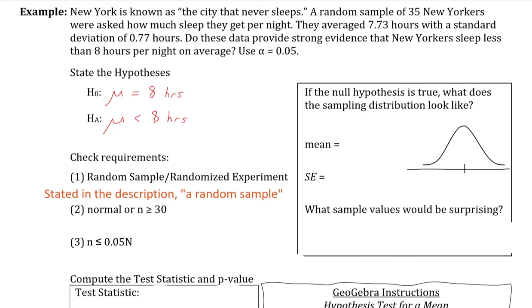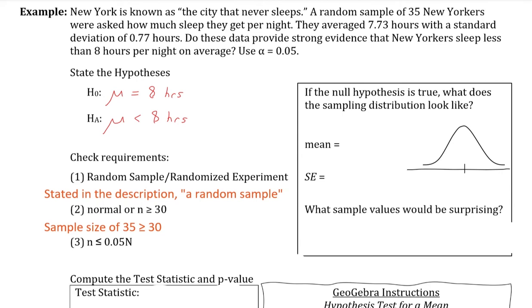The second condition, making sure that the population is either normal or the sample size is greater than or equal to 30. Remember that we can have both and still be okay. However, in this case, if we look at, again, the second sentence, we have a random sample of 35 New Yorkers. 35 is bigger than 30, so we have a big enough sample size that we don't need to concern ourselves with the shape of the population.